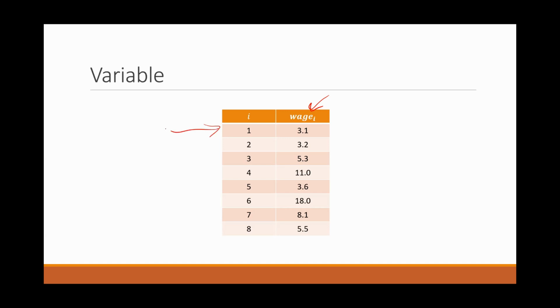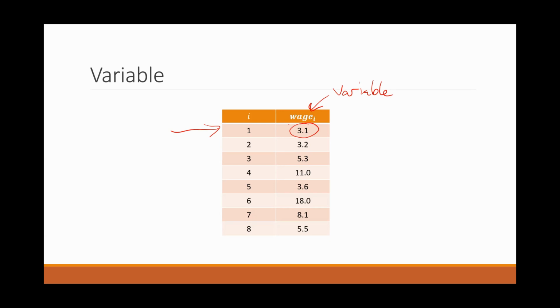And in the last video, we talked about the idea of a probability distribution. We said a probability distribution is a function that communicates to us the probability that a variable will take on certain values or ranges of values. So we can think about it like this. What is the probability that a worker in the United States will have a wage of 3.1?